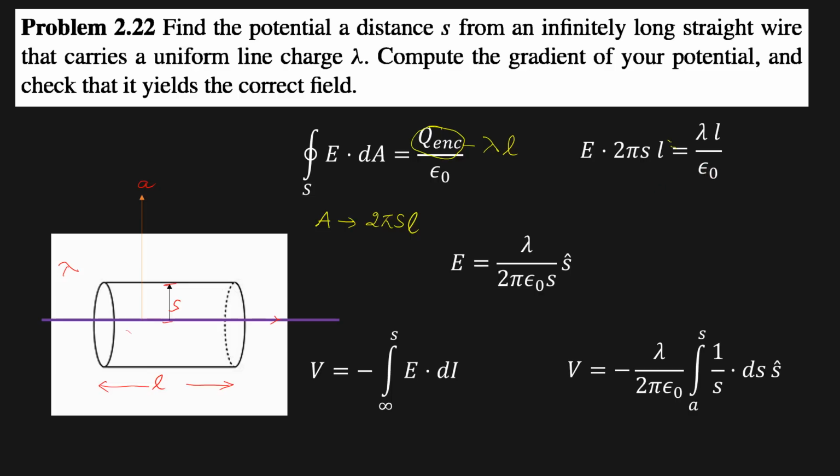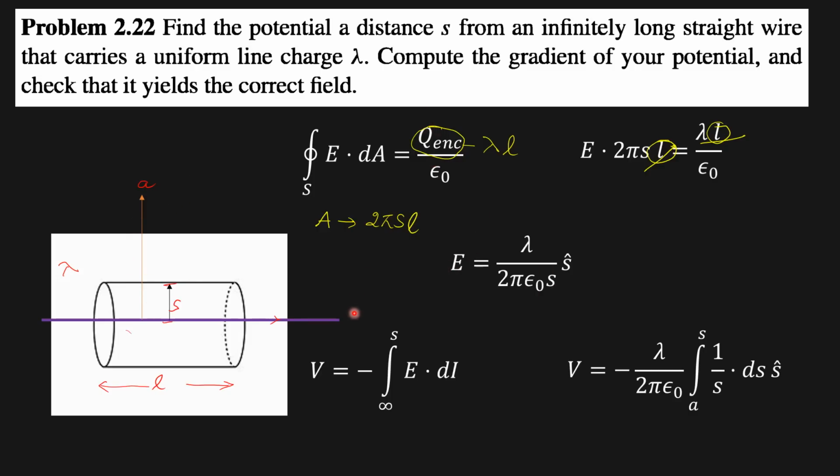Here this L and this L will get cancelled. Then you will get E is equal to, if you bring 2 pi s to the other side, lambda over 2 pi epsilon naught s along the s hat. This indicates the unit vector along the s direction, this direction. So this is your electric field.